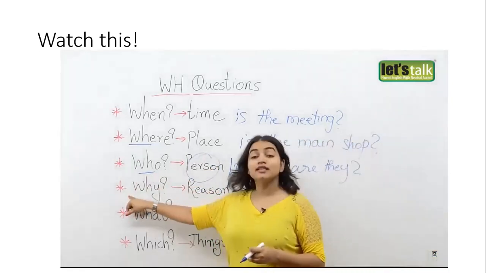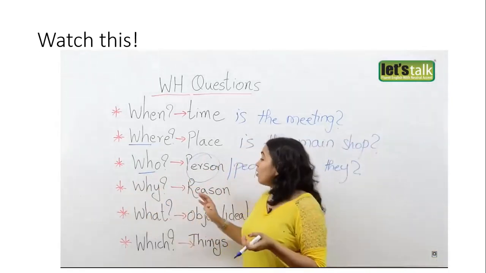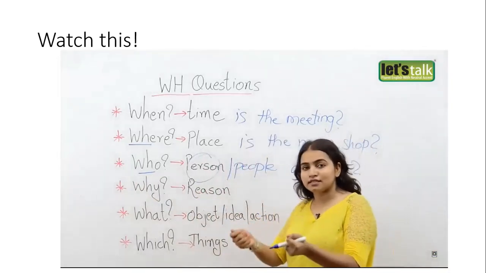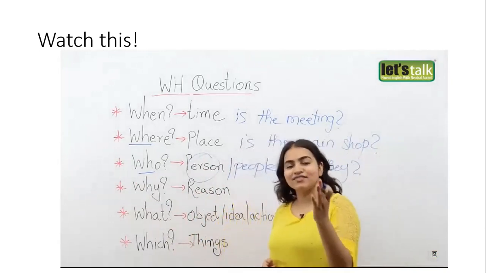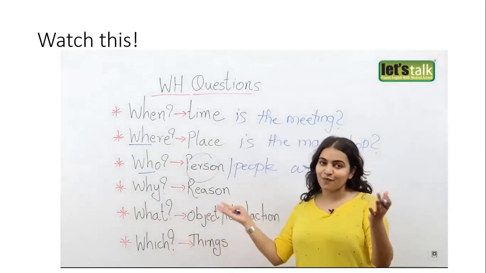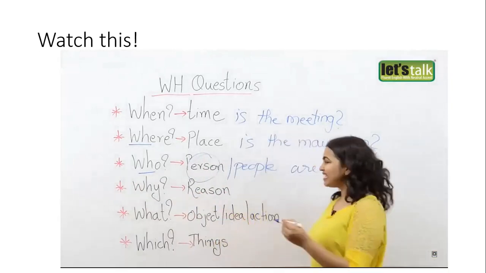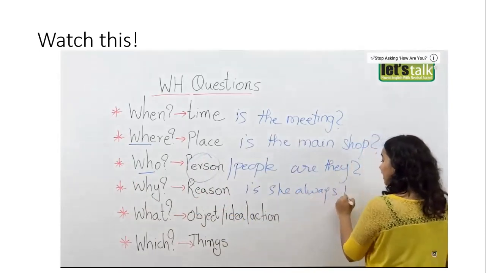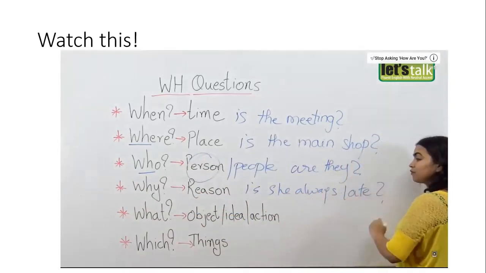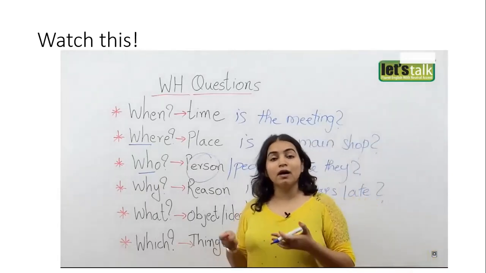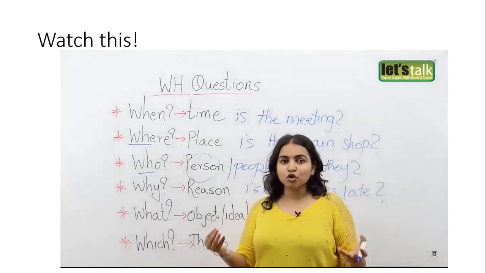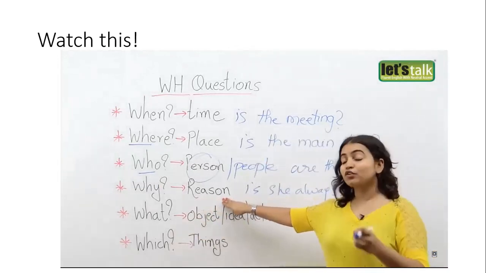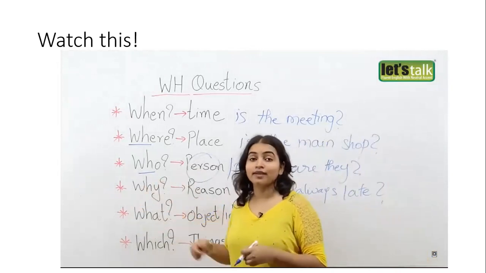Our next question is the question why. When do I use why? A lot of times we need to get a reason as to why something happened, and that is when you use the question why. So I could say, why is she always late? Or why did you not come earlier? Or why did you cook fish for dinner today? So you always want a reason, and that's when you use the word or the question why.